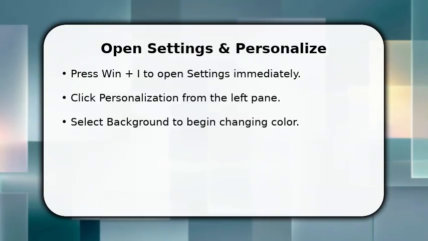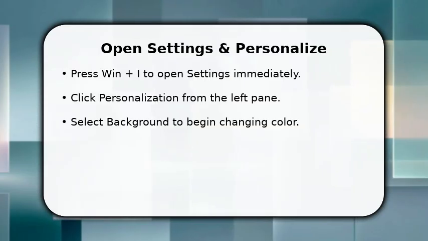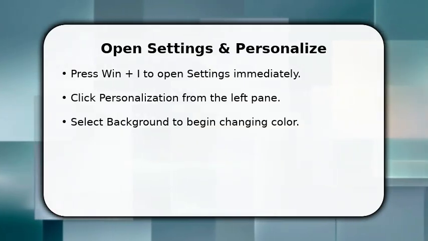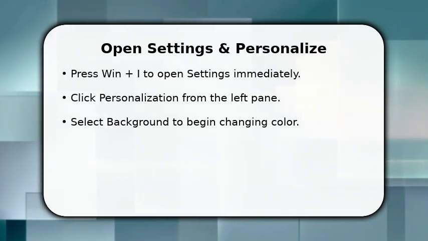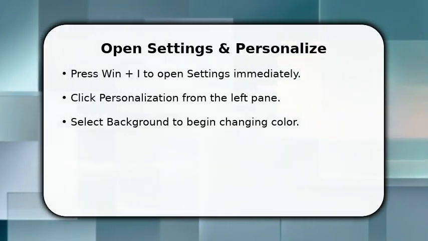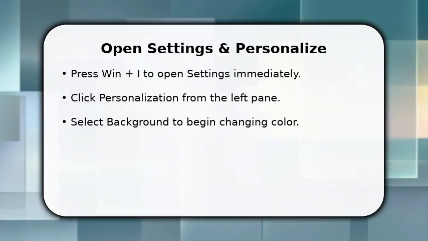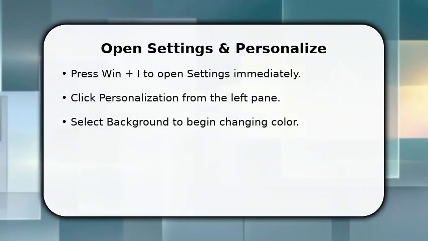You start by opening Settings with Win+I. This gets you straight to System Controls. Once Settings is open, click Personalization on the left so you're operating in the right context. Then select Background. This is the only built-in path that lets you change the desktop color reliably.